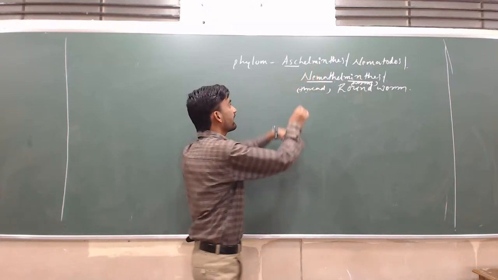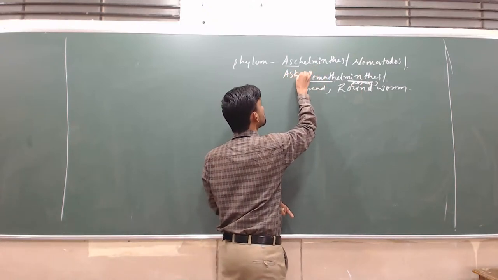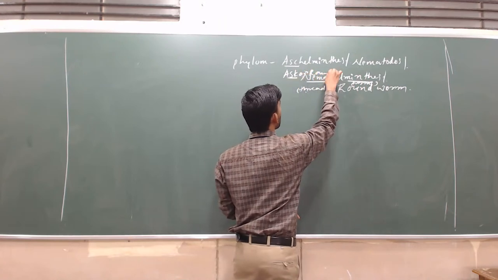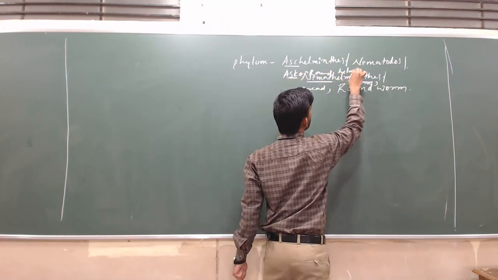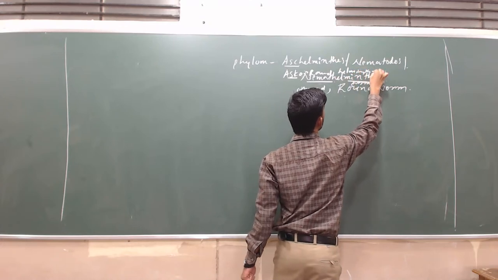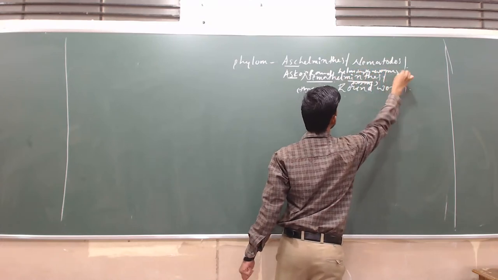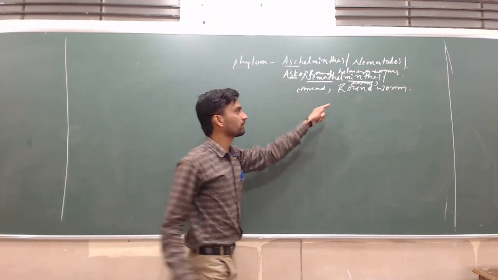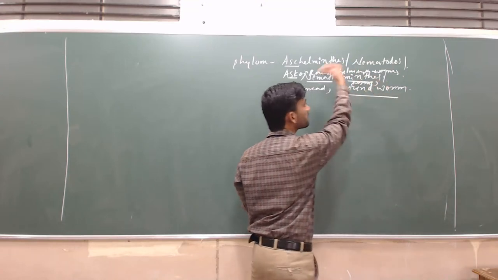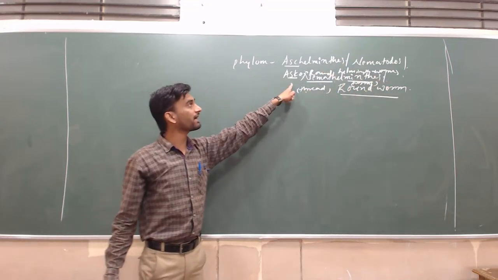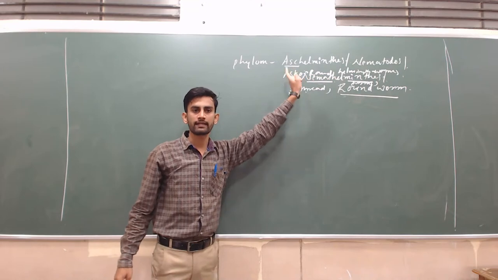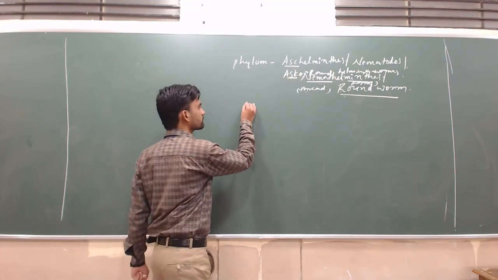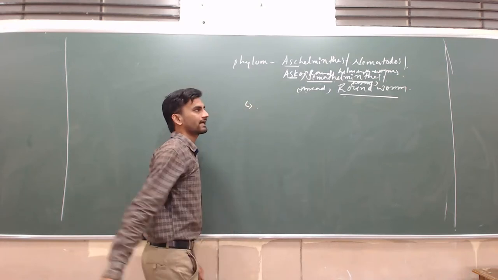Here ascos means round. Helminths means worms. So all names are the same only. So for this single phylum, I will give Nemathelminthes, nematode, or Aschelminthes. So when you come across characteristic features, always we'll start with habitat.